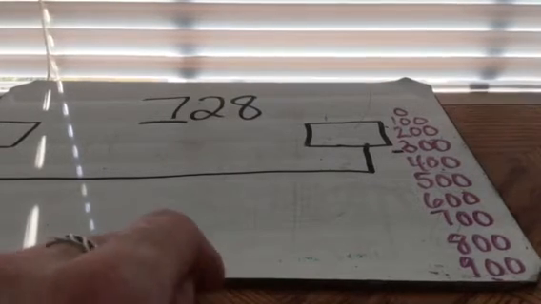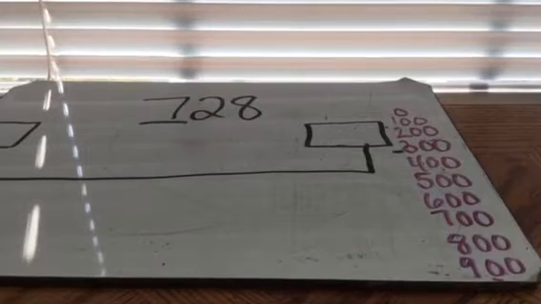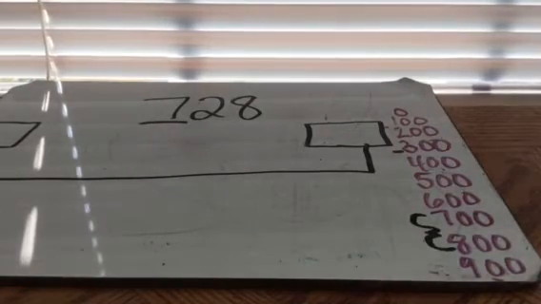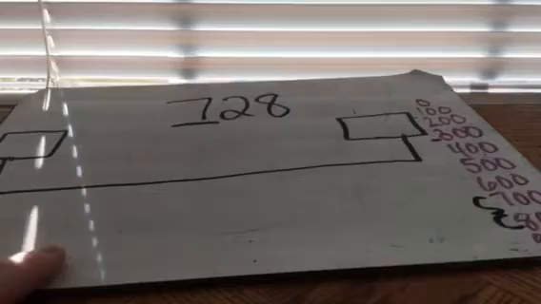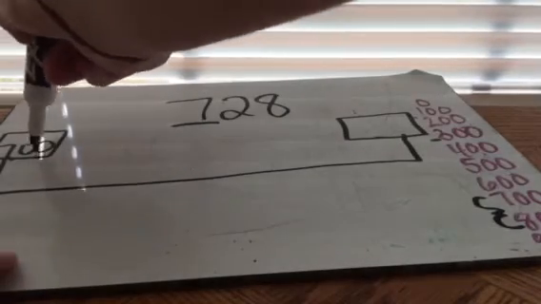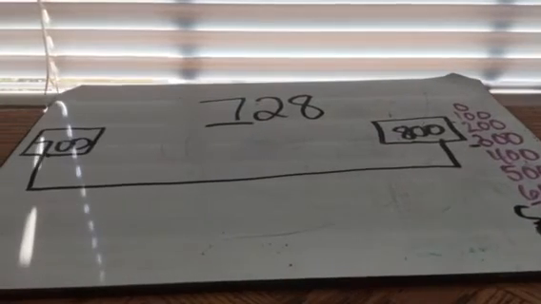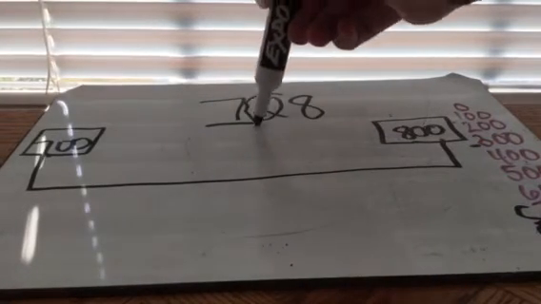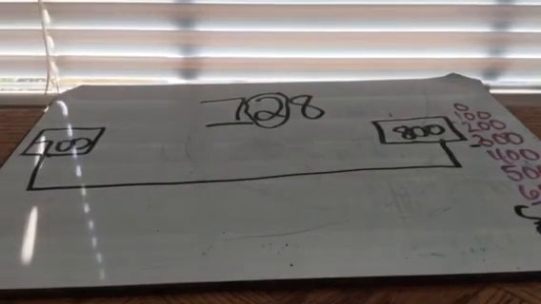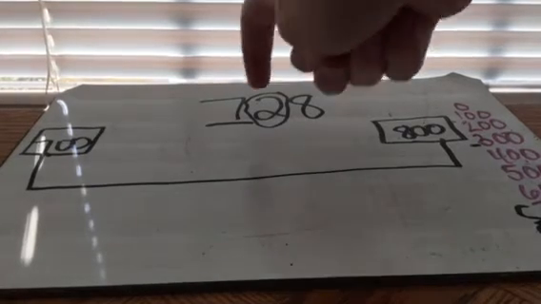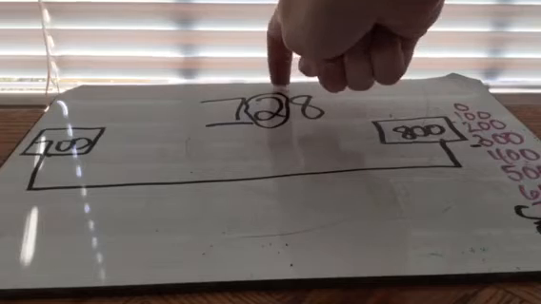Okay, so if we come back, 728 is going to come between 700 and 800, because it's in there somewhere. It starts with a 7. So I'm going to put 700 on this end and 800 on this end. Now, in between, we're not going to count by ones because that seems a little bit ridiculous. So we're going to count by tens.